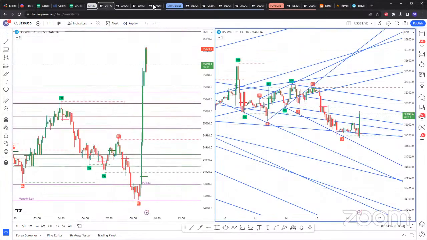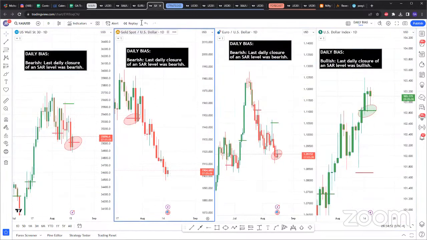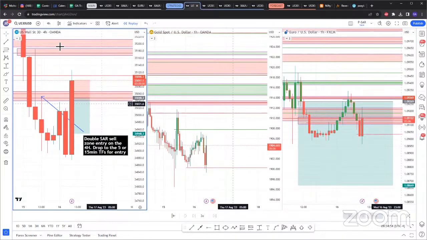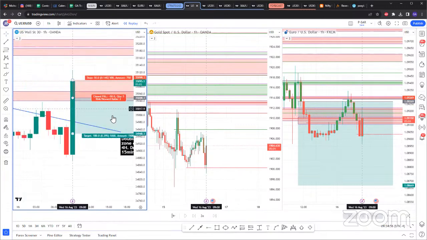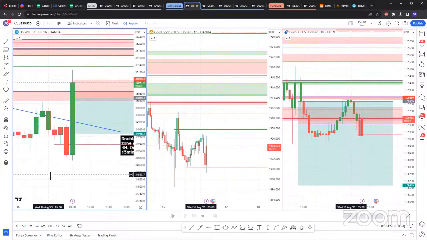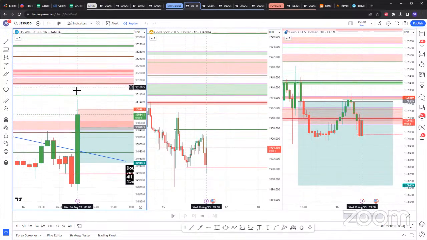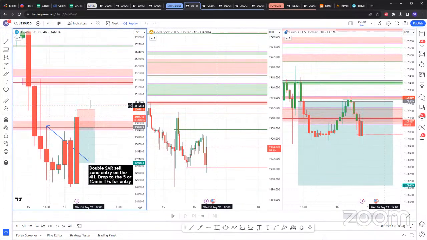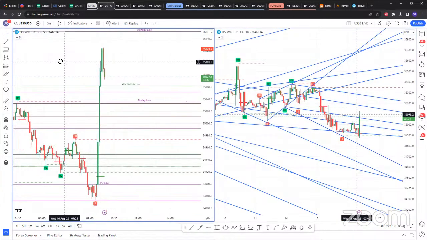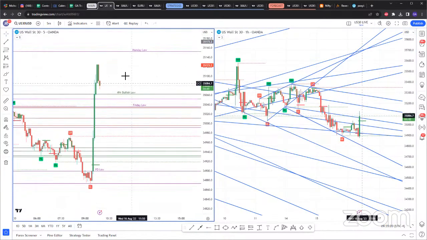Given that, I'll come back down and see what I have on the hourly time frame. On the hourly, I only have one sell SAR zone right here, unless I want to wait for US 30 to come to about 35,200. I don't think it's going to get up there just yet. Again, I'm still bearish on it, so I would rather go to the 5-minute time frame and wait for a sell SAR to show up.